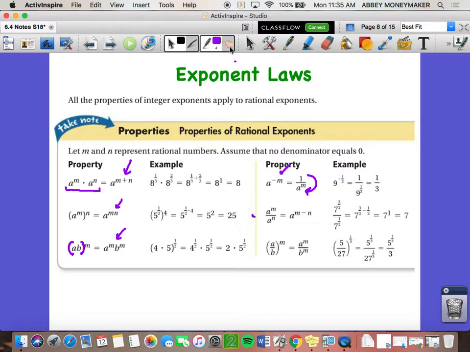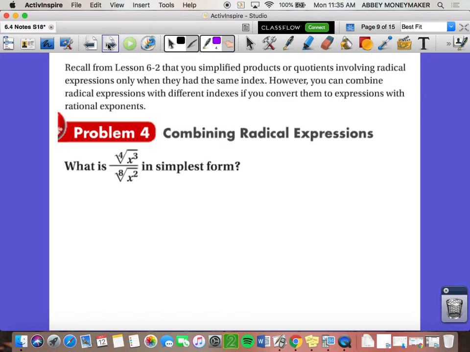We saw this back in module D, that if we are dividing exponents and we have the same base, we are just subtracting the exponents. And then same thing here, if you have a divided by b and it's all in parentheses with the m, they both get that exponent. So keeping these exponent laws in mind, that's going to help us with problem number 4.